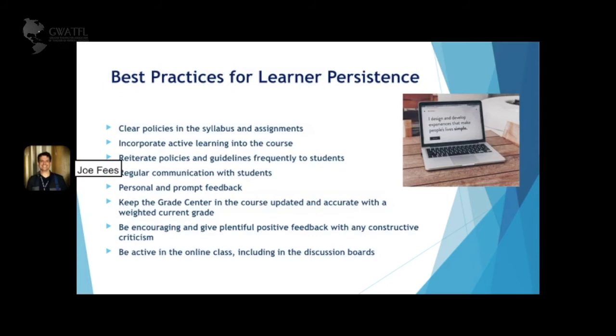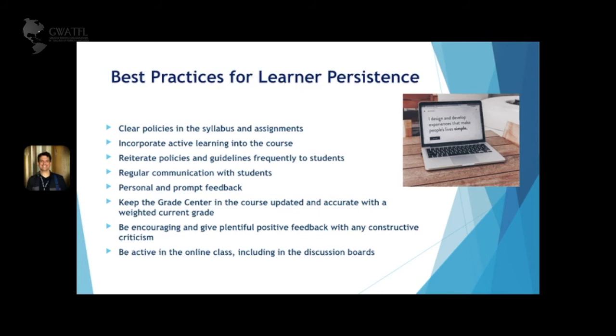Some of the best practices for learner persistence and to increase student success in an online course are the following. Make sure you have clear policies and guidelines in your syllabus as well as all assignments. Incorporate active learning into the course. Reiterate policies and guidelines frequently to students. Communicate regularly with students. Give personal and prompt feedback.